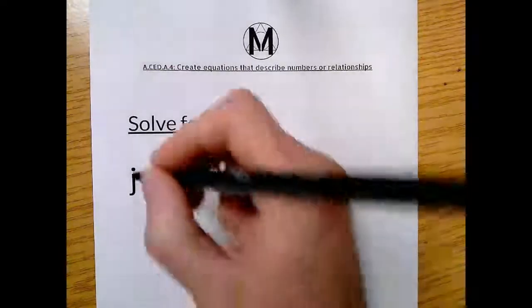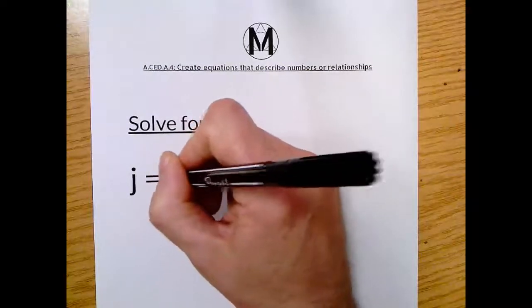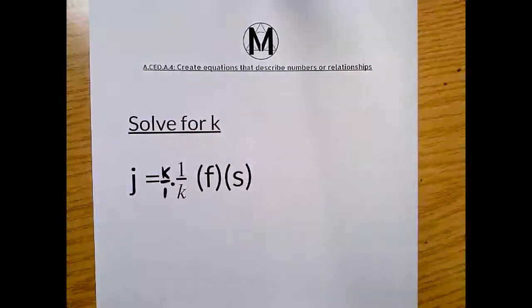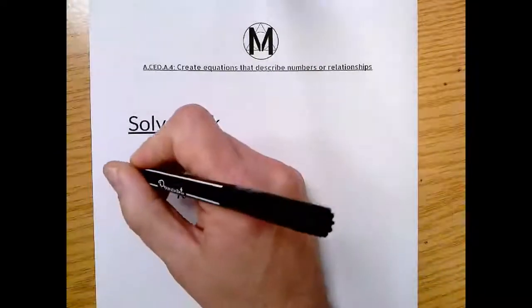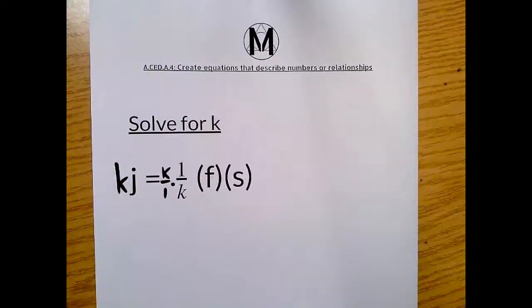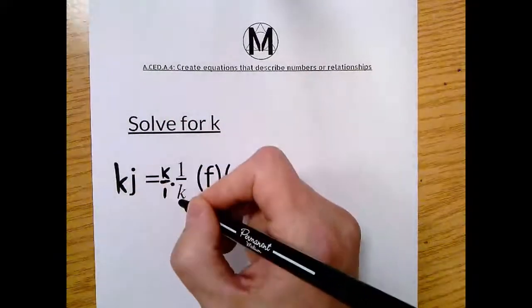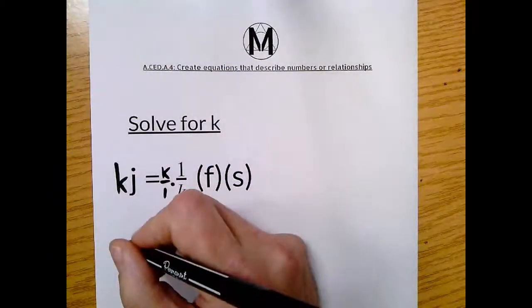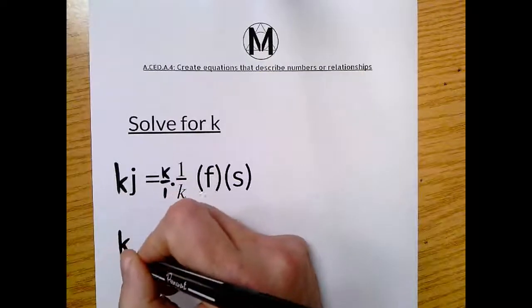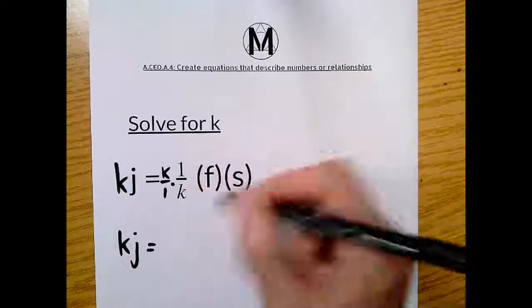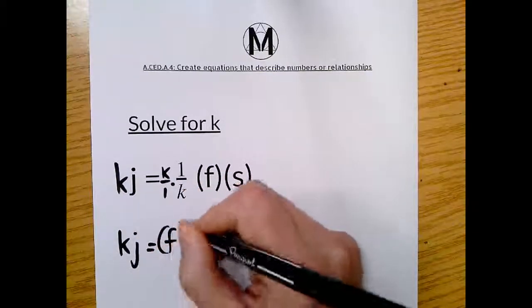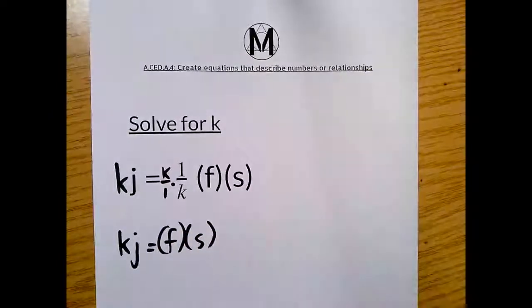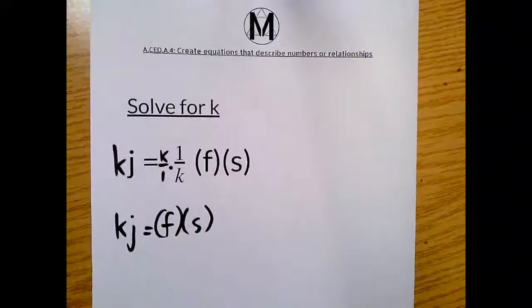If I multiply this side by k, I'll put a k over 1, because that's how you can write a fraction. And I multiply this side by k, that's just kj. So these k's cancel, right? K divided by k is 1, and 1 times 1 is 1. So now I get a nice kj is f times s.